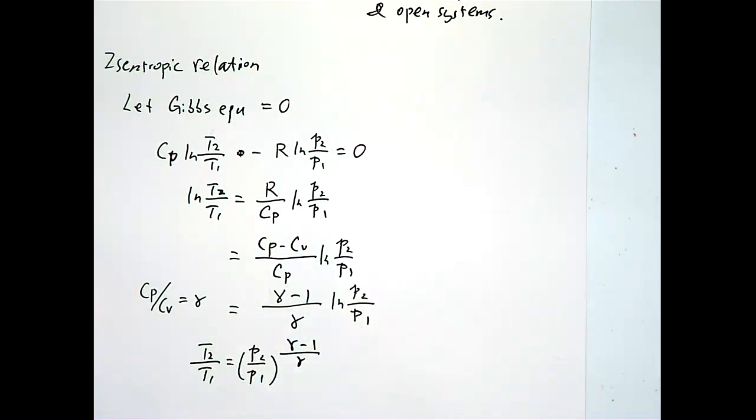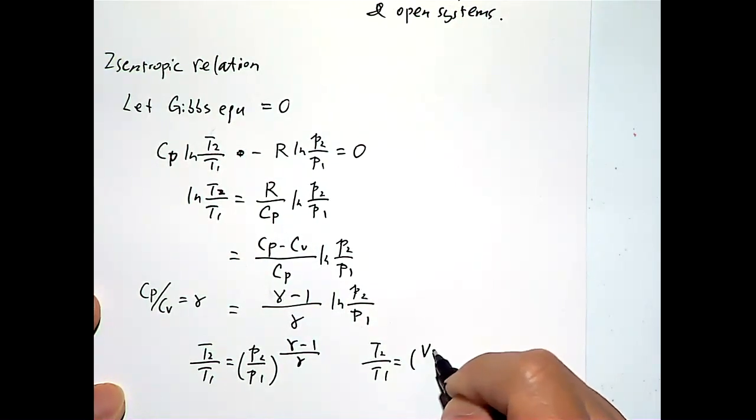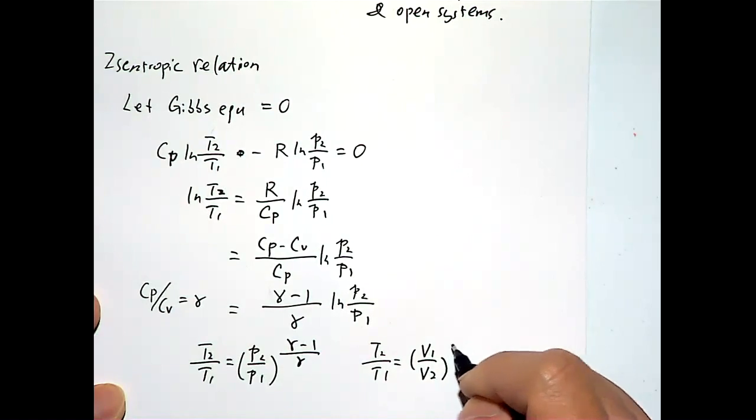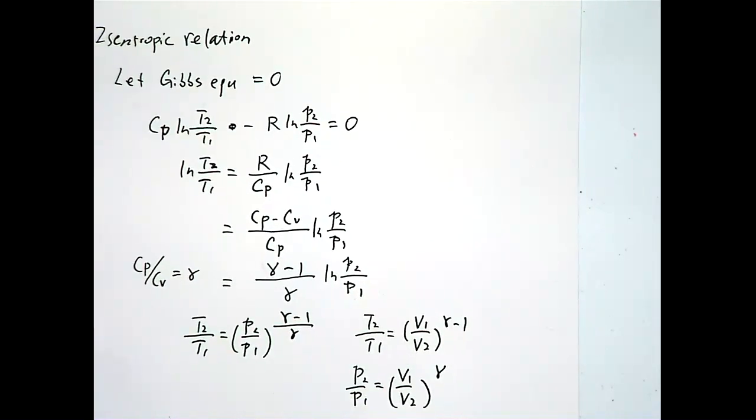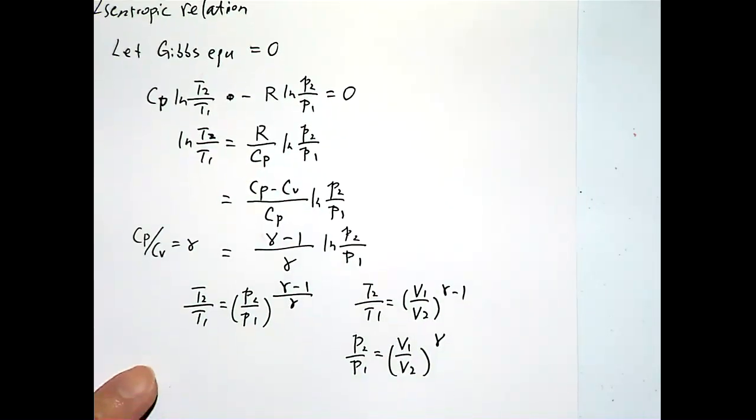We can certainly write it in different combinations in terms of temperature, volume, or pressure, volume. If you want to write in terms of volume, there will be V1 over V2 to the gamma minus 1, and the pressure ratio P2 over P1 will be V1 over V2 to the gamma. These three together are called the isentropic equations, isentropic relation, or isentropic law.